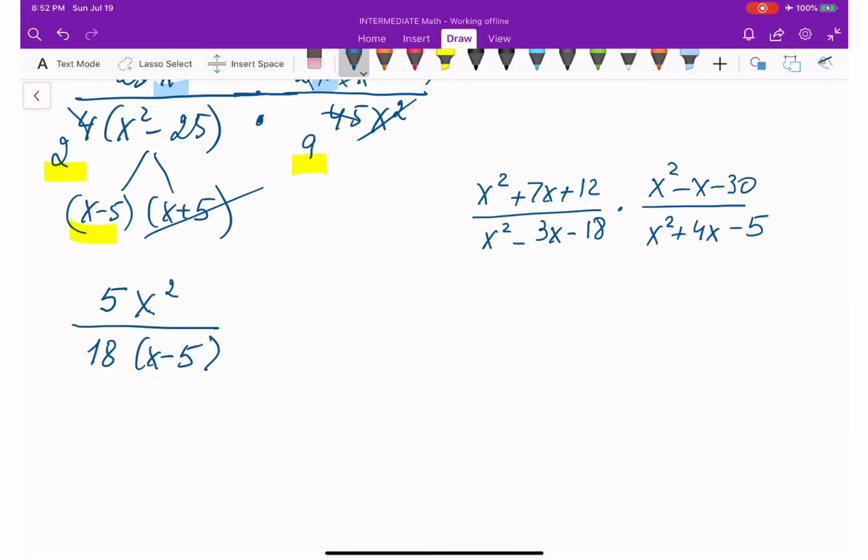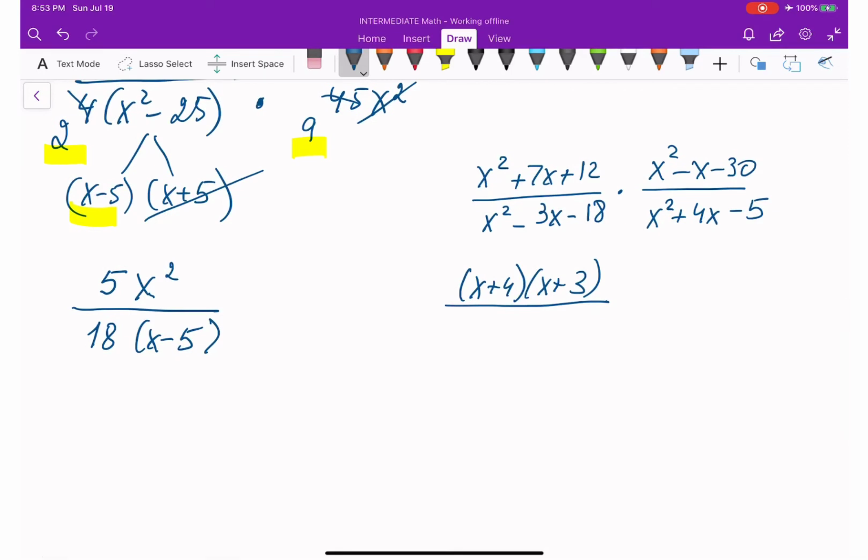So we have trinomials everywhere, 3 terms, which are quadratic expressions. Let me see if we can factor all of them. So x squared plus 7x plus 12 is going to be x plus 4, x plus 3, right? 4 times 3 is 12, 4 plus 3 is 7. Or you can watch the video about factoring x squared plus bx plus c. I have 2 videos. One is ax squared plus bx plus c, and the other is x squared plus bx plus c.